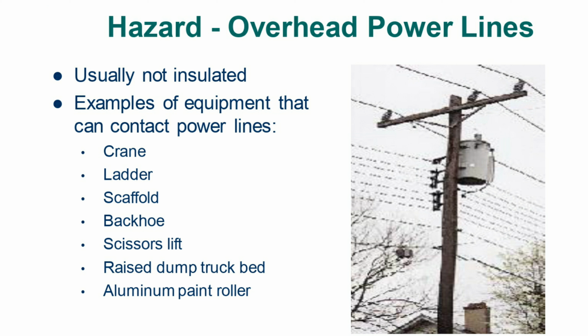Hazard: overhead power lines, usually not insulated. Examples of equipment that can contact power lines: crane, ladder, scaffold, backhoe, scissor lift, raised dump truck bed, aluminum paint roller.